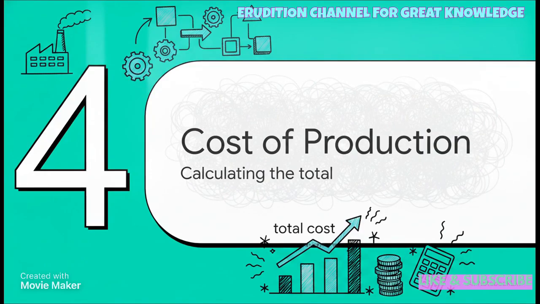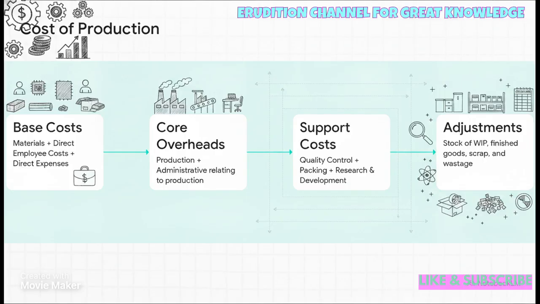Okay, on to Section 4, Total Cost of Production. We don't just randomly dump a bunch of numbers into a calculator to find the cost of production. GAAP gives us a highly structured scaffold. Step 1, we start with our direct, traceable base costs. Step 2, we layer in our core overheads. And note this, that means production overheads and only the administrative overheads that directly relate to production.